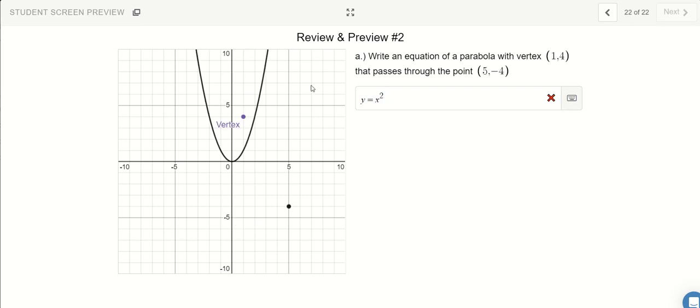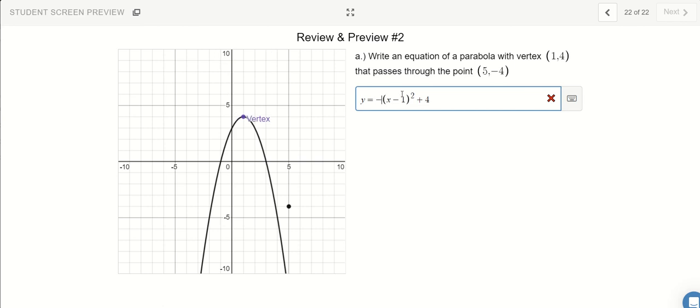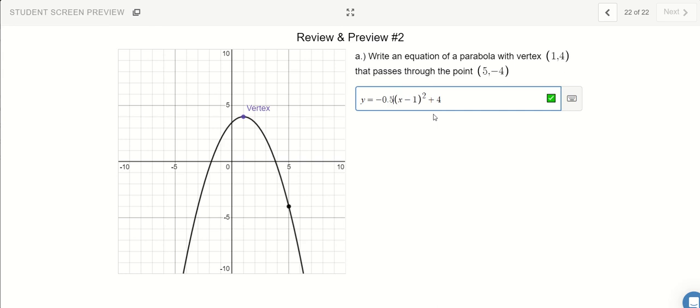Okay, last one. I want the vertex right here. So again, let's go ahead and move it to the right 1 by minus 1, and I want to move it up 4. Okay, in order to reach this point, I need to flip the parabola over. So let's do minus, and it looks a little bit wider than it should be. So let's do minus 0.5, and it looks like that one works. Right. So if you still have questions, please let me know.